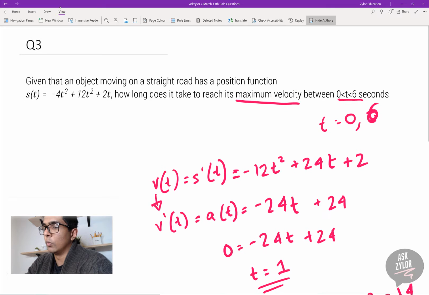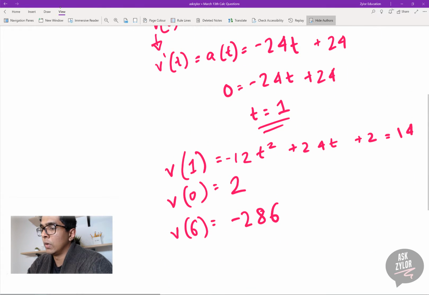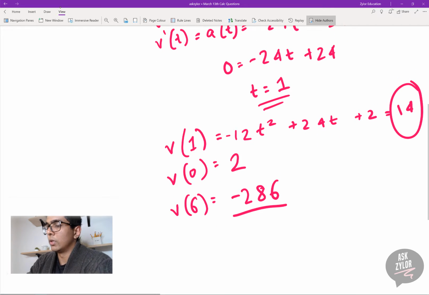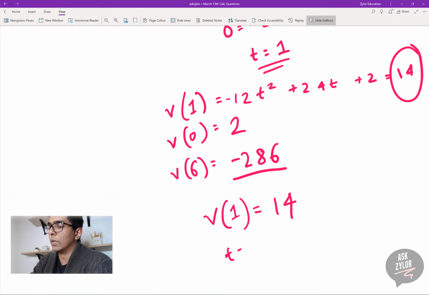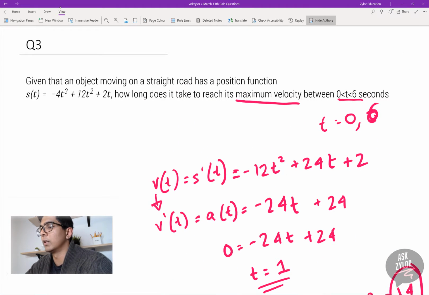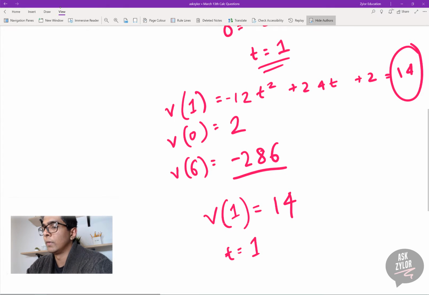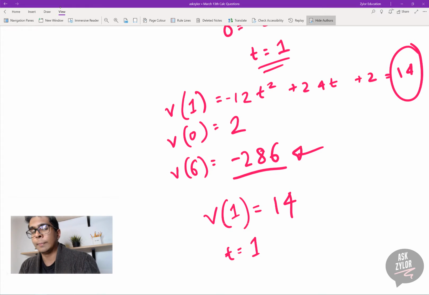So they're asking me what is my maximum velocity, so I don't care about the smallest number, I only care about the biggest number. So my maximum velocity is when t is equal to 1, I have 14. So that is my answer. When t is equal to 1, I have my maximum velocity between 0 and 6 seconds. If they were asking me what's my minimum velocity, it would be t is equal to 6, because that's my smallest number again. Any questions so far?